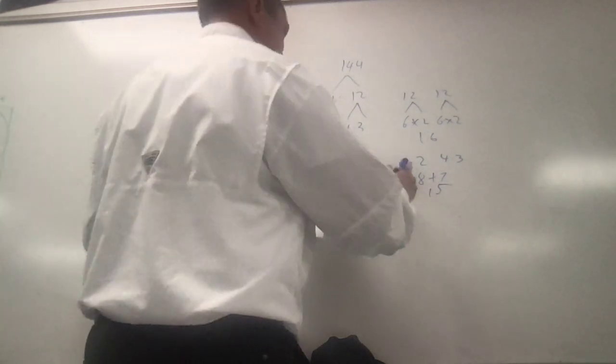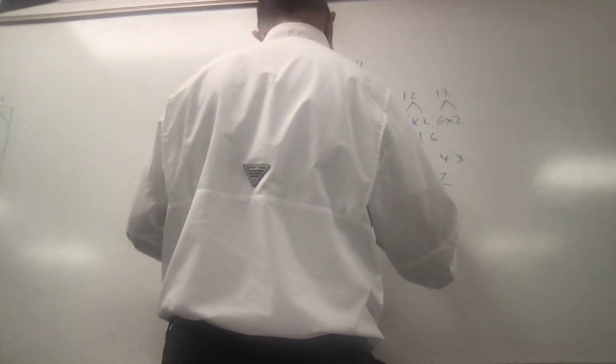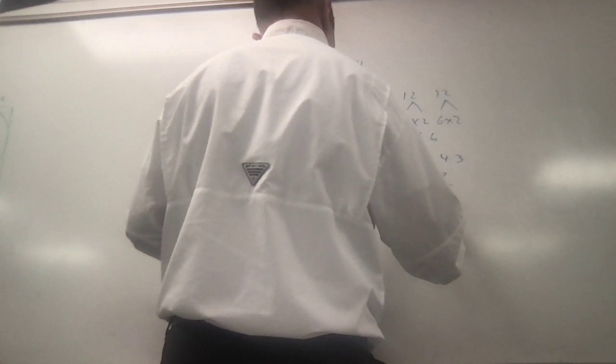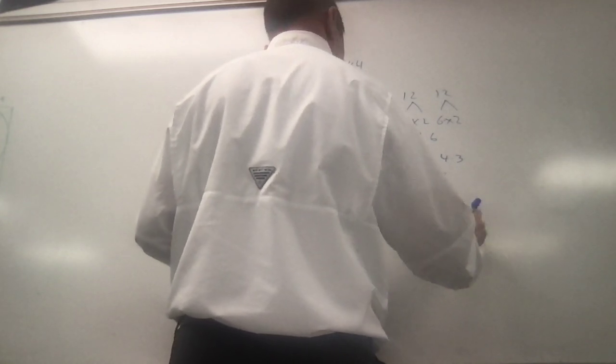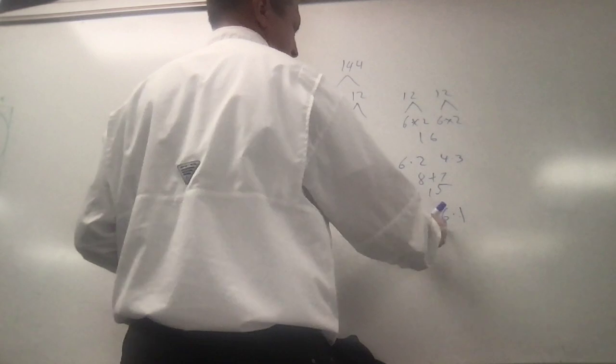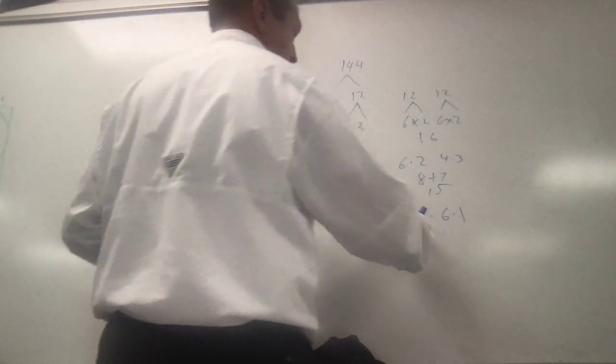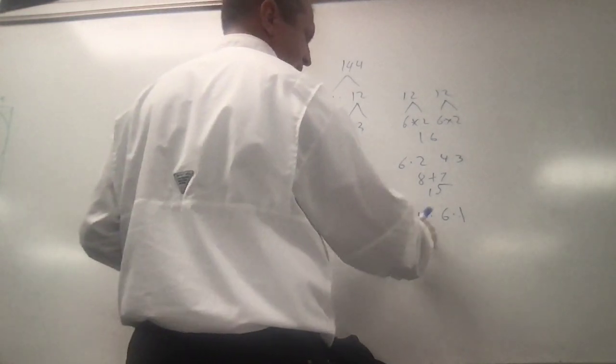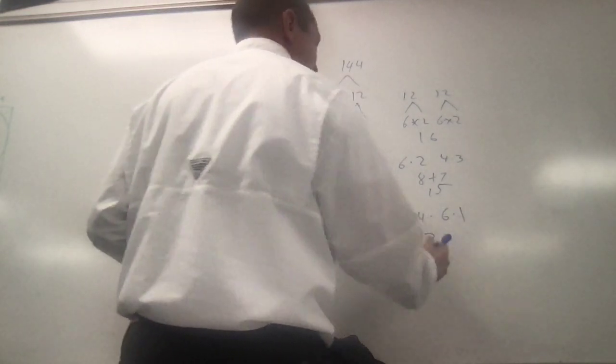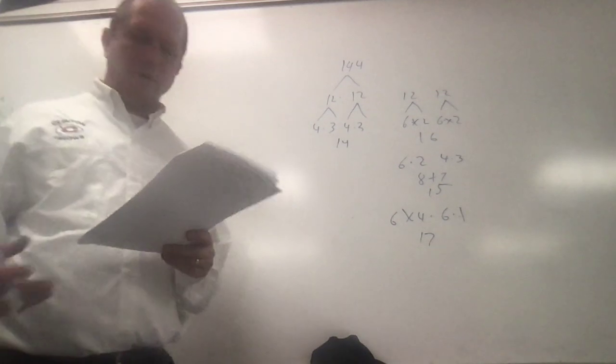All right, hold up. 6 times 4 times 6 times 1. So 6 and 4 is 10. See, 6 and 6 is 36. 36 and 4 is 144. So 6 plus 4 is 10. 10 plus 7 is 17. So the only one that you could not get there was 18.